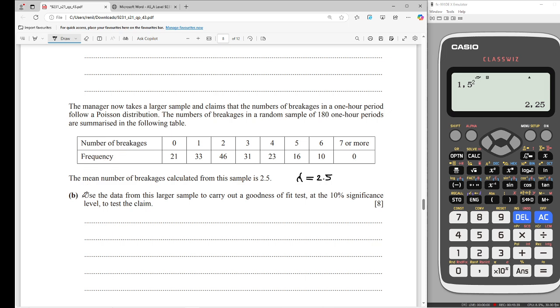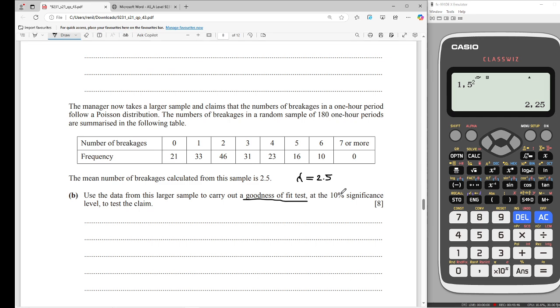Use the data to carry out a goodness of fit test at the 10% significance level to test the claim. So whenever we do a test, there are a few steps. The first step is to get the hypothesis, which is going to be a null and alternative hypothesis. Second step is going to be a test statistic. Then the third step is going to get the critical value, and finally the fourth step is to compare. And using this comparison, we get the final step, which is the conclusion.